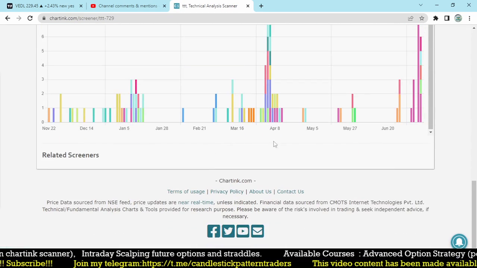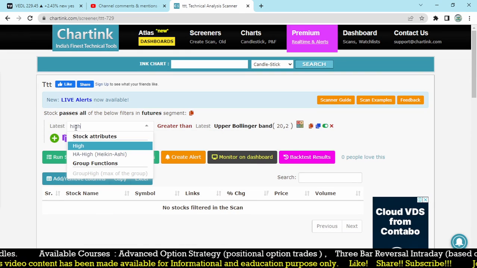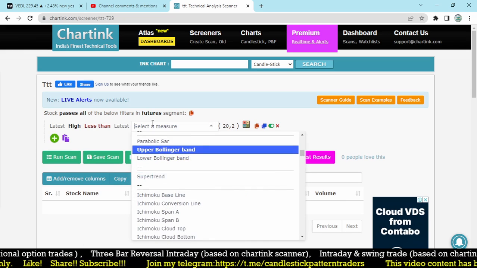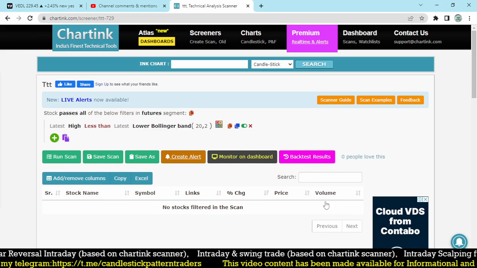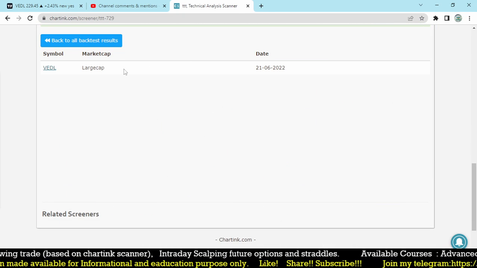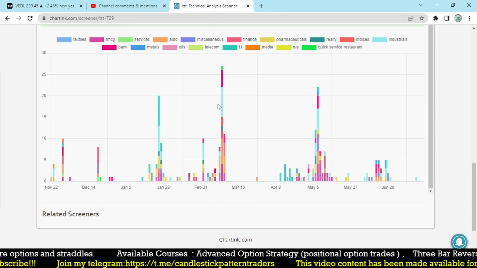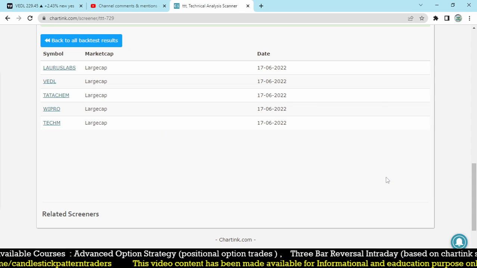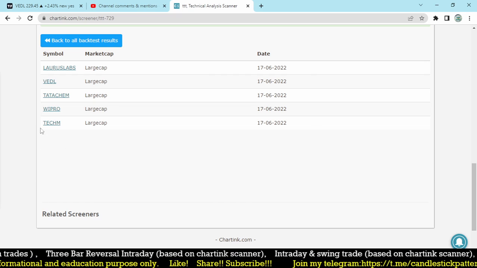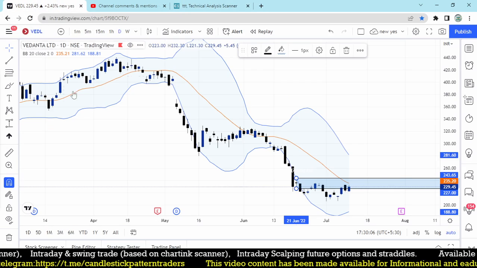Okay, so here I'm going to focus on a high less than the lower Bollinger Band. Run the scan, and we find recently on 21st VEDL again, that we have already seen. Previous to that we have some three stocks, and we find many stocks: Tech Mahindra on 17th, Wipro, Tata Chem, VEDL and Laurus Labs. Let me go for the 17.6 Laurus Labs.